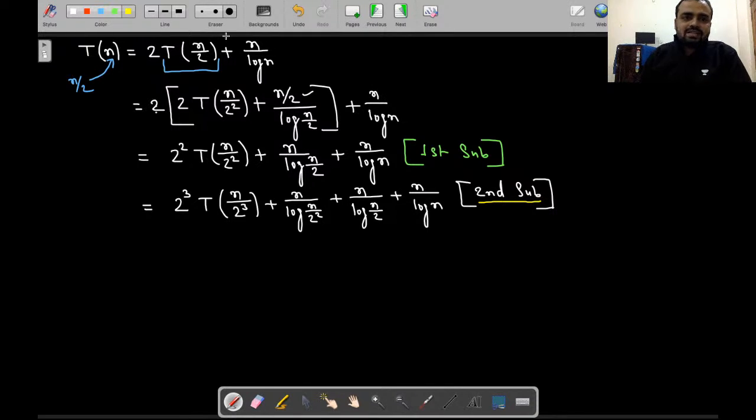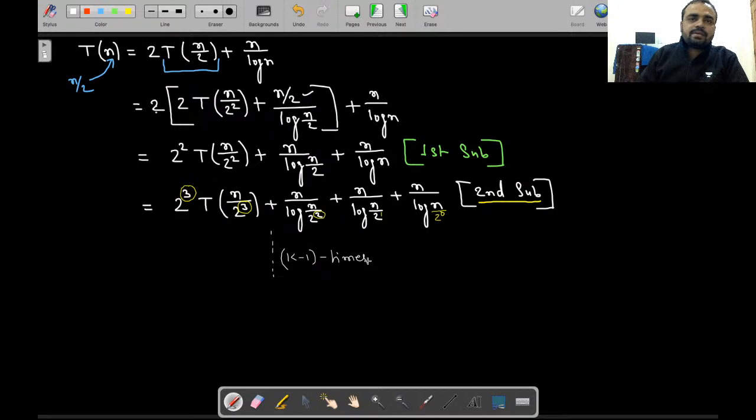Now let's try to analyze the things. In the second substitution, this power is 3. Again, this power is 3. And here the power is starting from 2, then 1, and then if nothing is there, you can imagine 2 to the power 0. Got it? So if we are making k minus 1 times substitution, see, in the second time this power is 3. So at k minus 1, this power will become k. Yes or no, my dear friends?